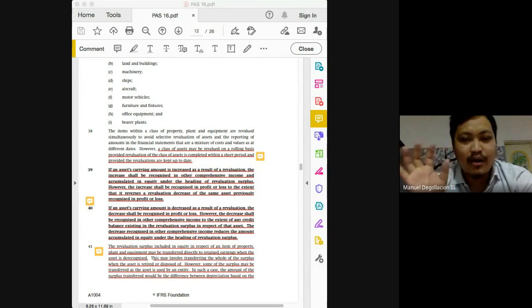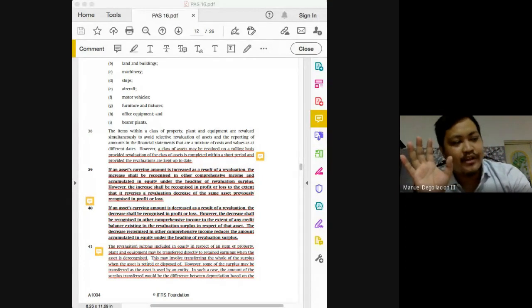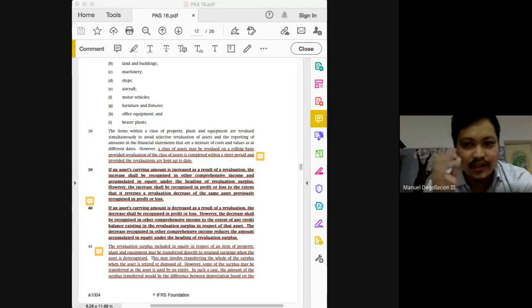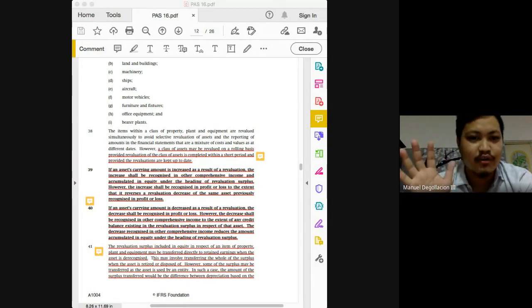However, class, if on the second revaluation, the amount of revaluation increase was 500,000, okay, again, first revaluation, it resulted in impairment loss in the amount of 300,000. Second revaluation, it resulted in a revaluation increase in the amount of 500,000. So how then should you report this 500,000?